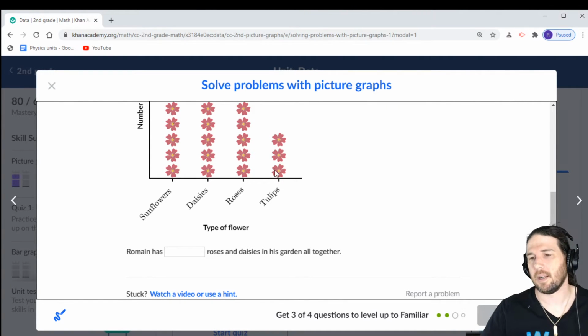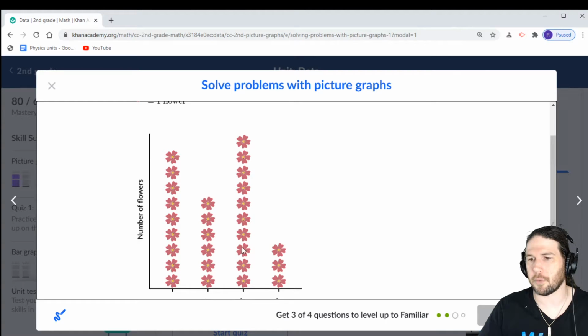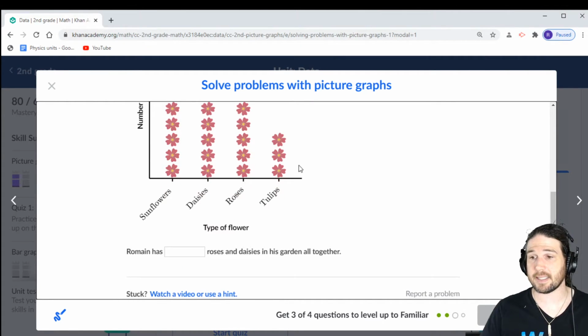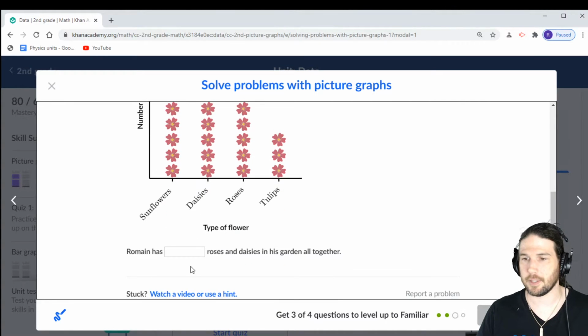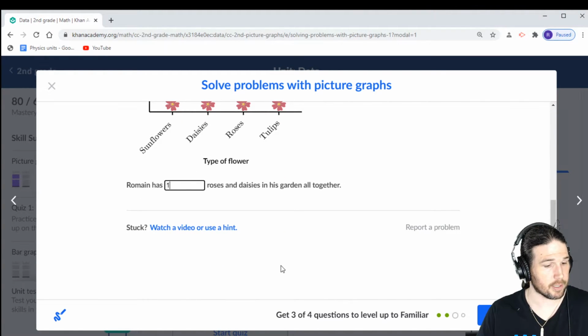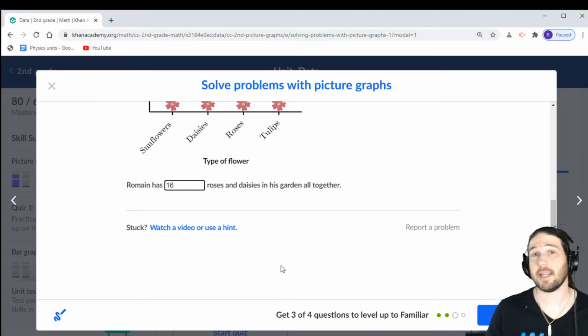It's fine. Roses, there are 1, 2, 3, 4, 5, 6, 7, 8, 9, 10 of them, plus daisies, 11, 12, 13, 14, 15, 16. There's a total of 16 roses and daisies all together. It's just addition. Don't be afraid of the words. Don't be afraid of the pictures. It's the same addition we've been doing this whole time.